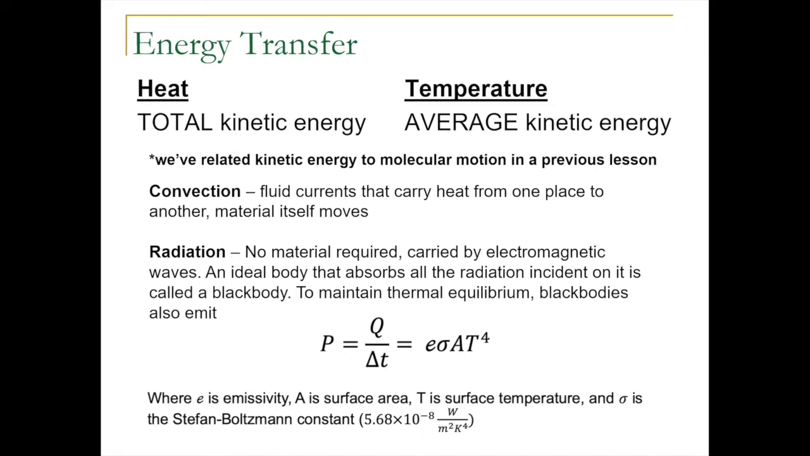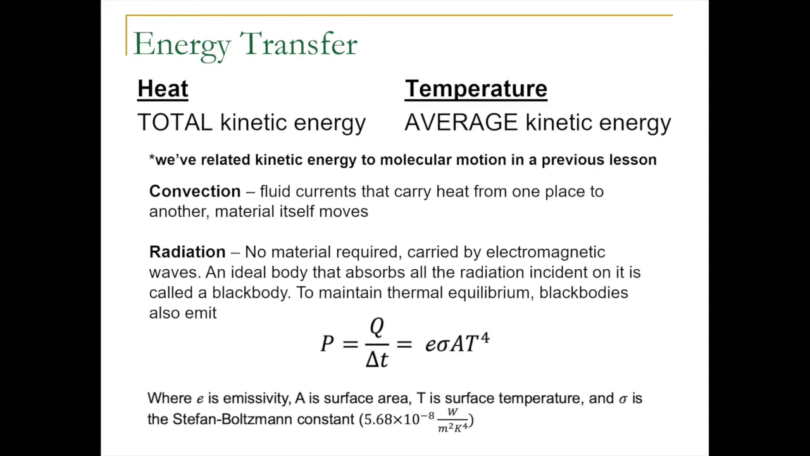Now, an ideal body is one that can absorb and emit all of this radiation, and we call this a black body. Now, the equation that you see before you is called Stefan's law, or Stefan-Boltzmann's law, and this is the actual rate at which an object can emit this energy, and it's epsilon sigma A T to the 4. Now, this constant epsilon is known as emissivity, and emissivity is the ability to actually emit this energy. And so if we're talking about something like a black body, it has an emissivity of 1.